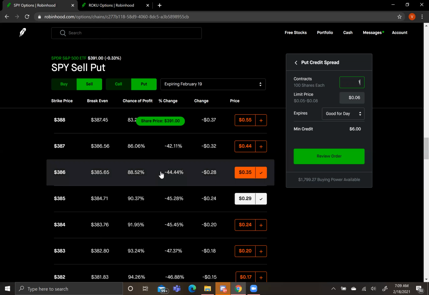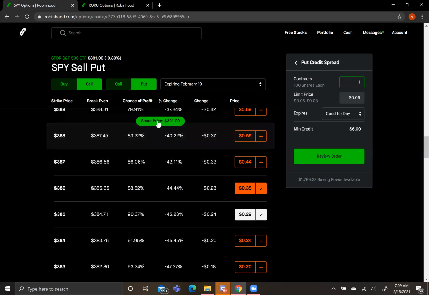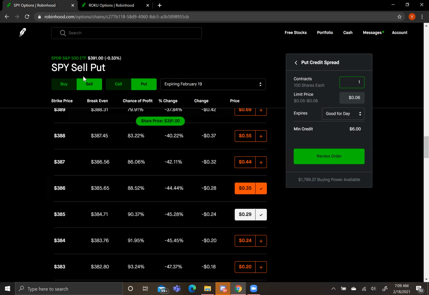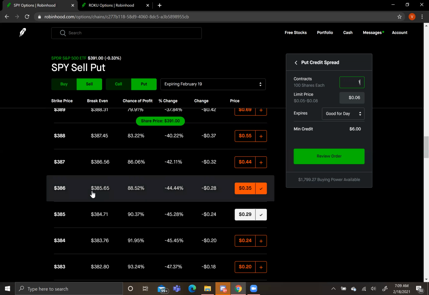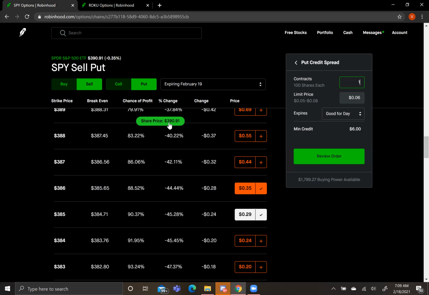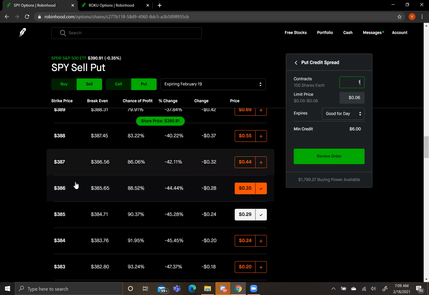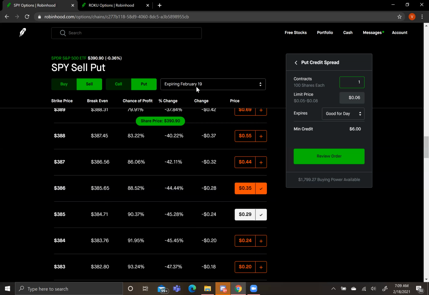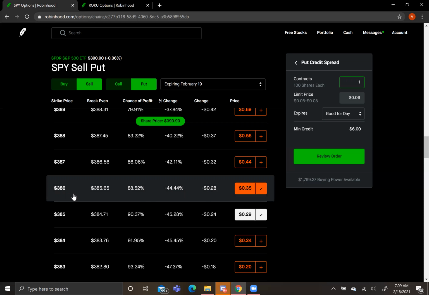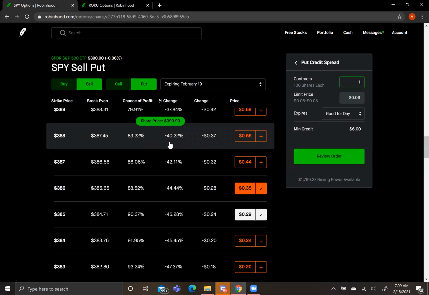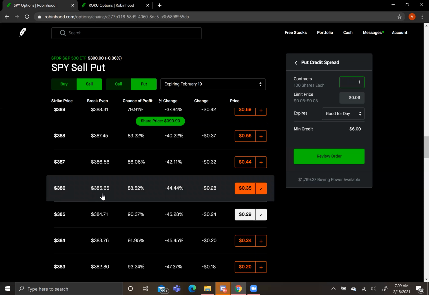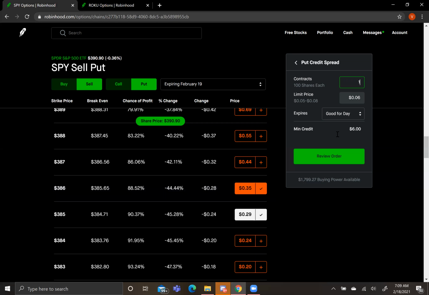And to understand the expiration date situation, this is a put credit spread. So what you're telling Robinhood is you want the share price of SPY to trade above 386, any price above 386 at the expiration date at 4 p.m. on February the 19th. So let's say at 4 p.m. on Friday the 19th, SPY is trading at 389 and it closes at the market price at 389. Then you get 100% of your collateral back, and you also get to keep the minimum credit.